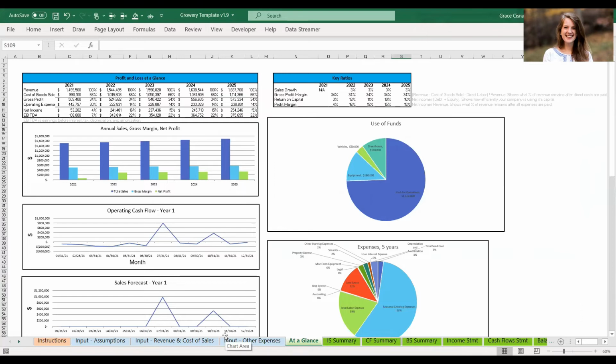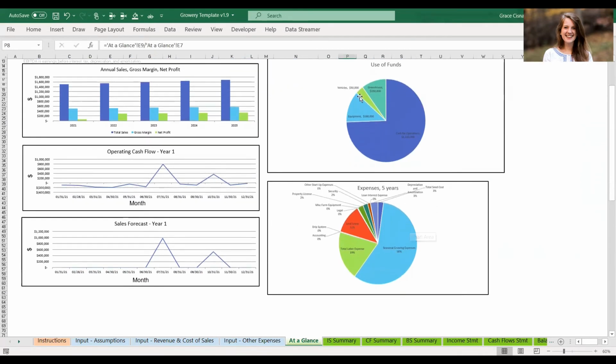So we've got this at a glance tab. We've got some graphs and charts here that are ready to be clipped out and put into a pitch deck if you are needing a pitch deck for investment. So we've got some really high level summaries of the financial data, some key ratios, use of funds, so how you're spending your initial cash, and then your overall expenses for 5 years.